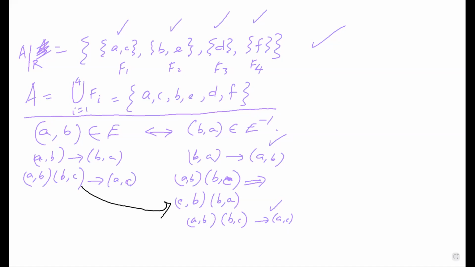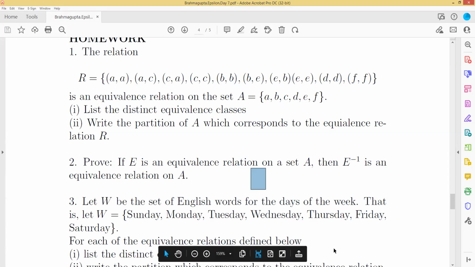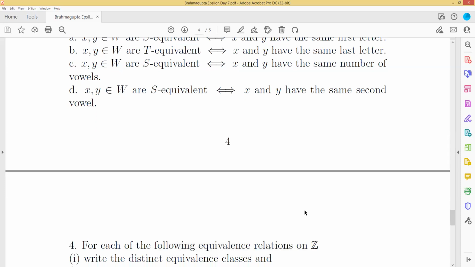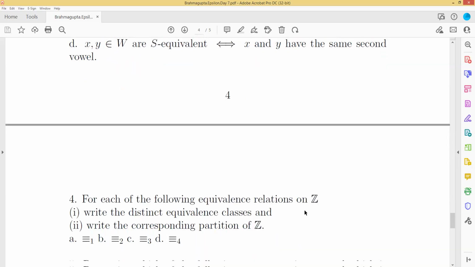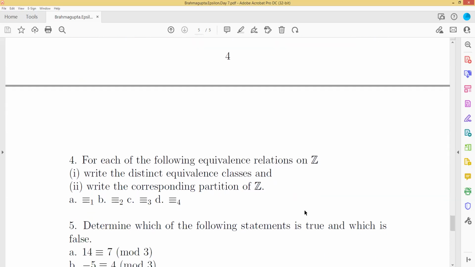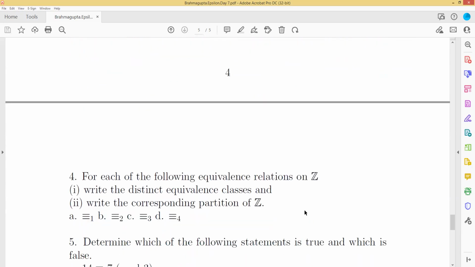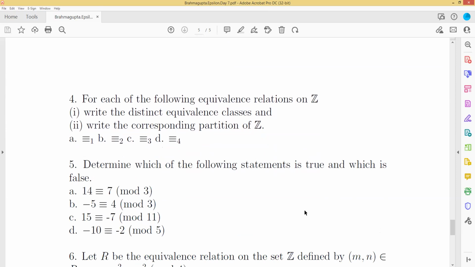Let's go to the next one. I'm going to skip this number 3. Number 4. For each of the equivalence relations on the integers, write the distinct equivalence classes. Or what is the equivalence class for this equivalence relation?